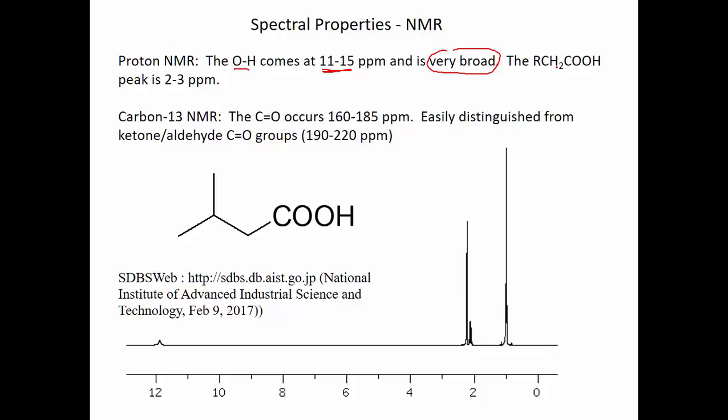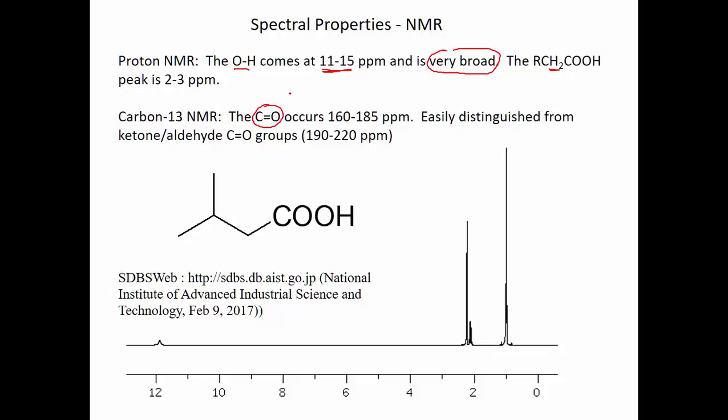Okay, and we know that this proton that's adjacent to the carbonyl group, just like in the ketones and aldehydes and in the benzene rings, comes at a little higher value than normal alkyl group protons, typically 2 to 3 parts per million.